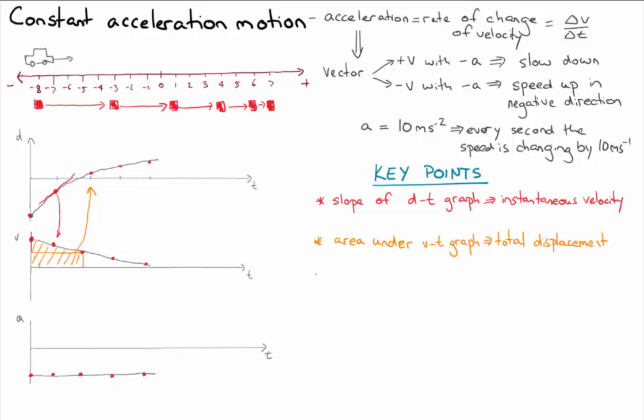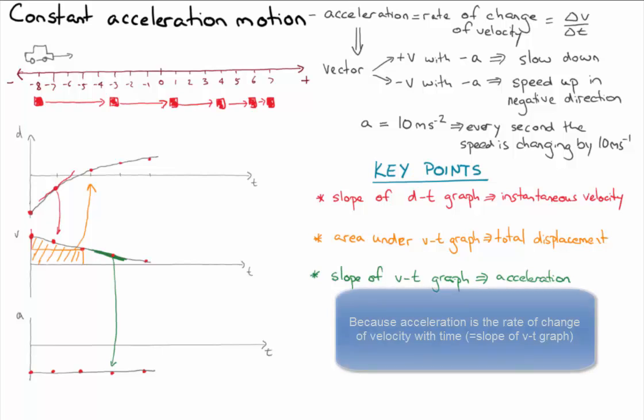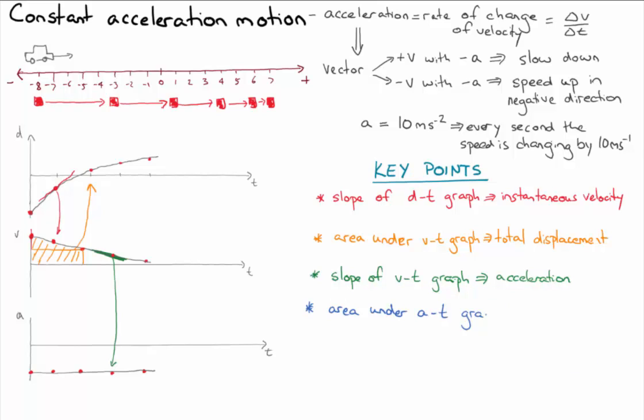The next key point is that the slope of the velocity time graph gives the acceleration at that particular point in time. We can look at the slope there on the velocity time graph, just drawn in green. We take the slope of that, rise over run, and that gives us the acceleration at that point in time. And the last key point is that the area under the acceleration time graph gives us the change in velocity. Again, just work out that area, and it's the change in velocity for that time period.